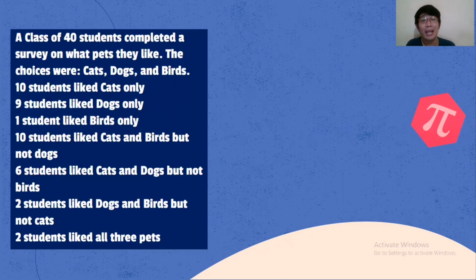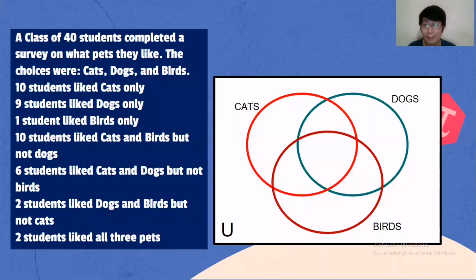10 students like cats only. 9 students like dogs only. 1 student like birds only. 10 students like cats and birds but not dogs. 6 students like cats and dogs but not birds. 2 students like dogs and birds but not cats. 2 students like all 3 pets. So we will be trying to illustrate the problem using Venn diagram.